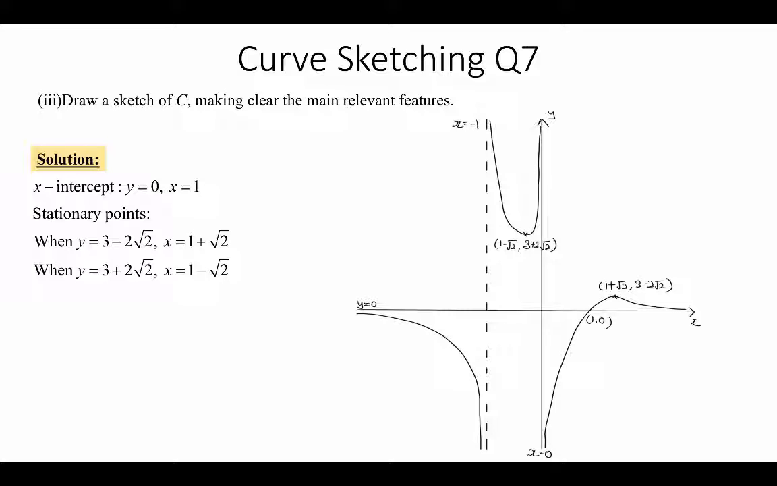With the equations of the asymptotes found earlier in part 1, we can draw out the sketch of the curve as shown on the screen. Please make sure that you have labeled all the asymptotes, including the x-axis labeled as y equals 0, as well as all the relevant stationary points and axial intercepts.